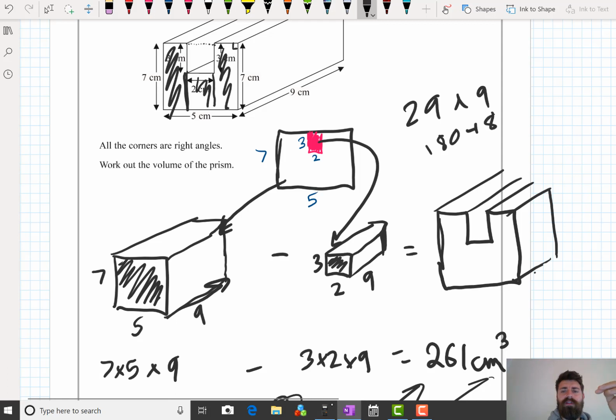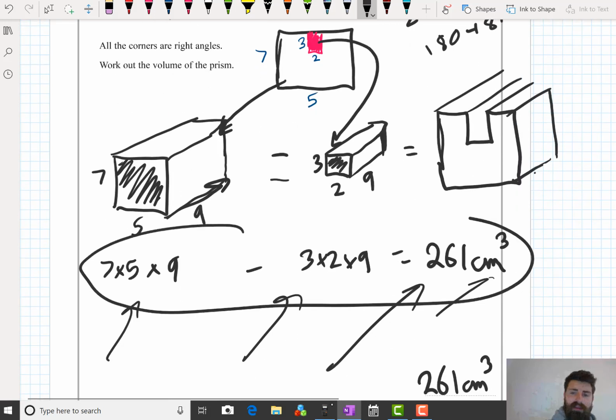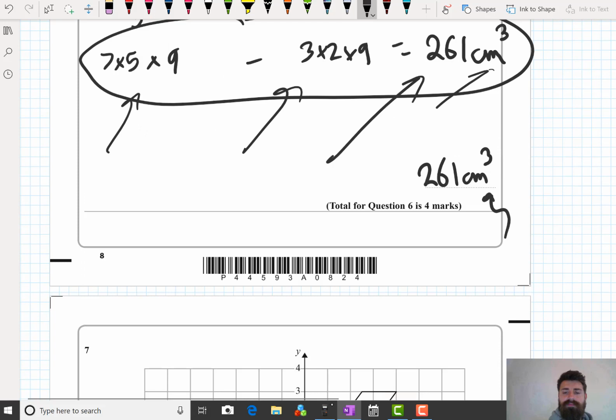You could have worked out the area of the black rectangle, subtracted the area of the pink rectangle, and then just times it by 9, which is essentially what has happened here if you were to factorise it. So there was a few methods there, as long as you're reaching the answer of 261.